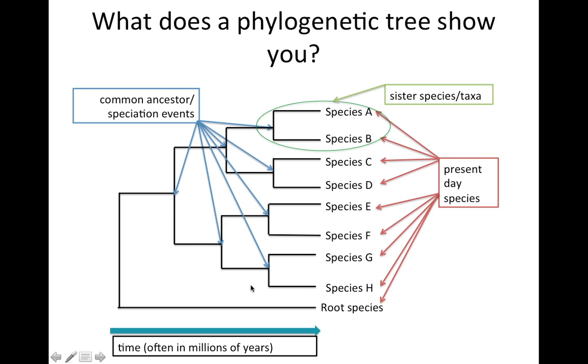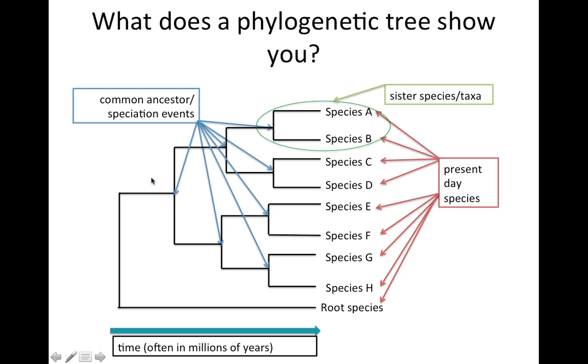Now this is telling you about the evolutionary history of the species. So this is your common ancestral speciation events. We can kind of trace it back. For instance, this here is representing the common ancestor of species A and B. And this here is representing the common ancestor of species C and D. And this here is representing the common ancestor of all species A, B, C, and D. And this here is representing the common ancestor of species A, B, C, and D as well.